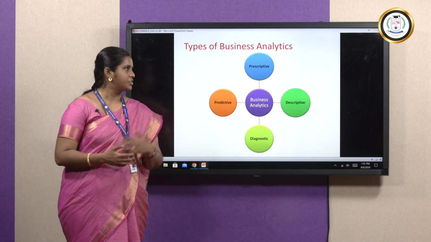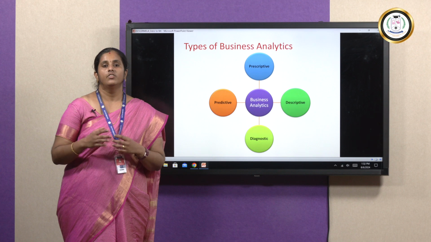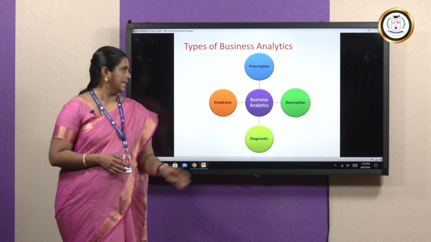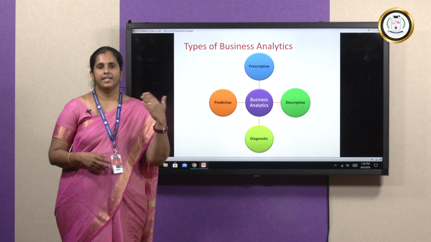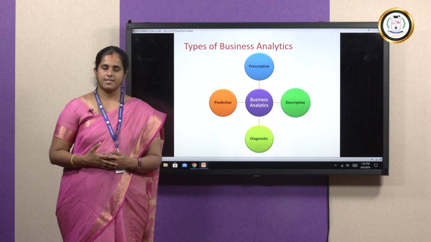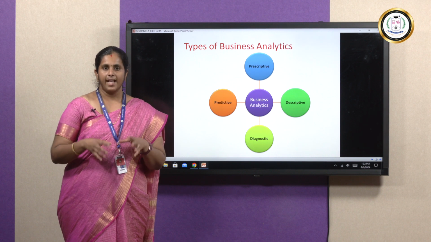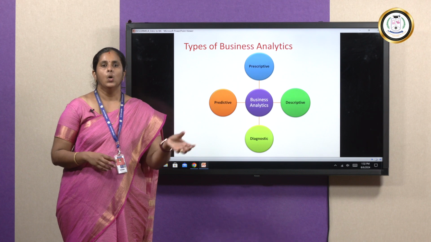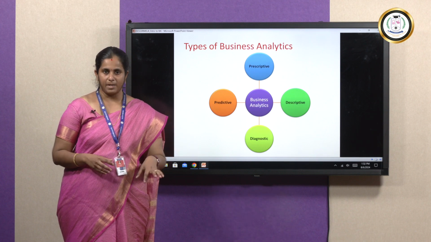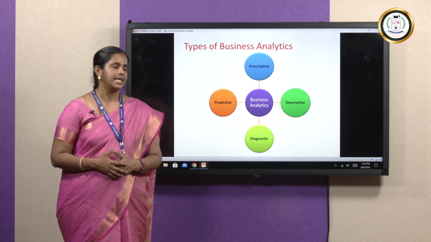Next one is diagnostic. Diagnostic is nothing but telling for what reason something has happened. The third one, predictive. Once I have the data, I'm going to predict what the future outcome is going to be from the history of data, also applying statistical models. The fourth one is prescriptive. Something has happened in the business environment, or some outcome has happened, but how am I going to overcome it, or what am I going to implement from the predicted outcome. So that is my prescriptive business analytics.